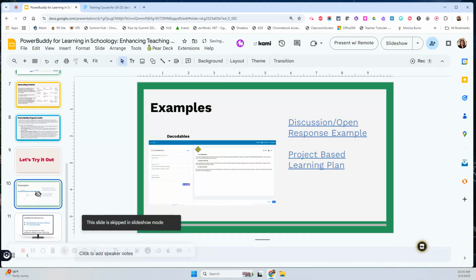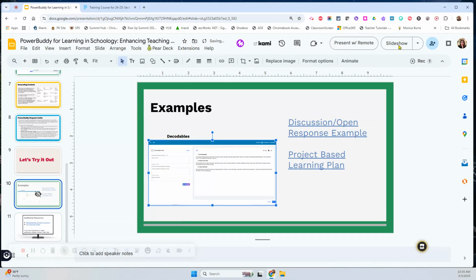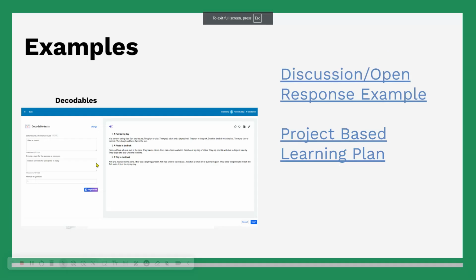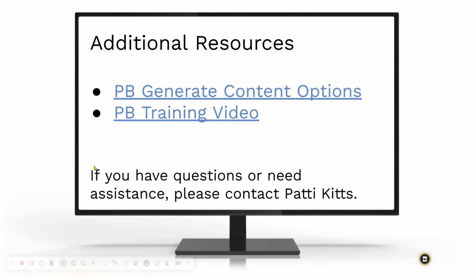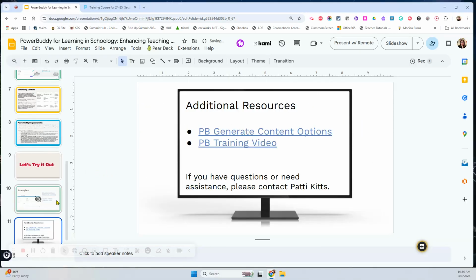A couple more examples. There's one that I did on decodables the other day that I told it we'd just been working on short I, short A, and I wanted to create activities for just the decodable text that we could use. Provide a topic for the passages. I did playing outside activities for springtime. And then how many did I want it to generate? I wanted 3. And it gives me those 3 specific ones.